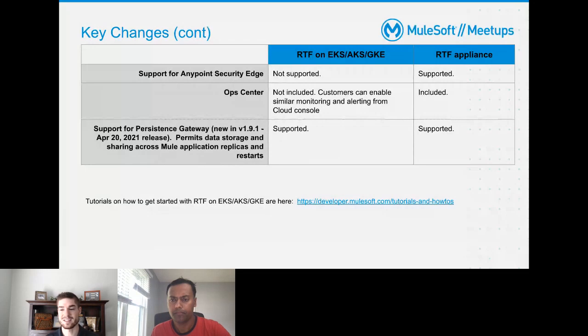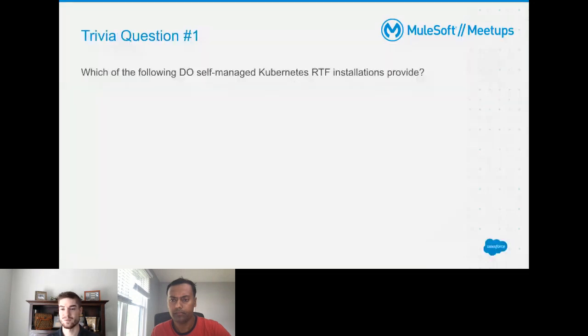The persistence gateway is supported with both variations. And getting to our first trivia question, which of the following do self-managed Kubernetes RTF installations provide?